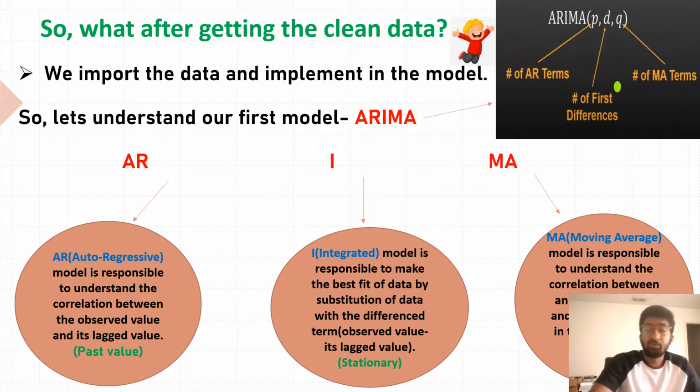In ARIMA, we have three important terms, that is P, D, Q. P stands for the number of AR terms, D is the number of differentiations or integrations, and Q is the number of MA terms. These three parameters are very important for the ARIMA calculations. So let's talk about every model in detail in the slides to come.